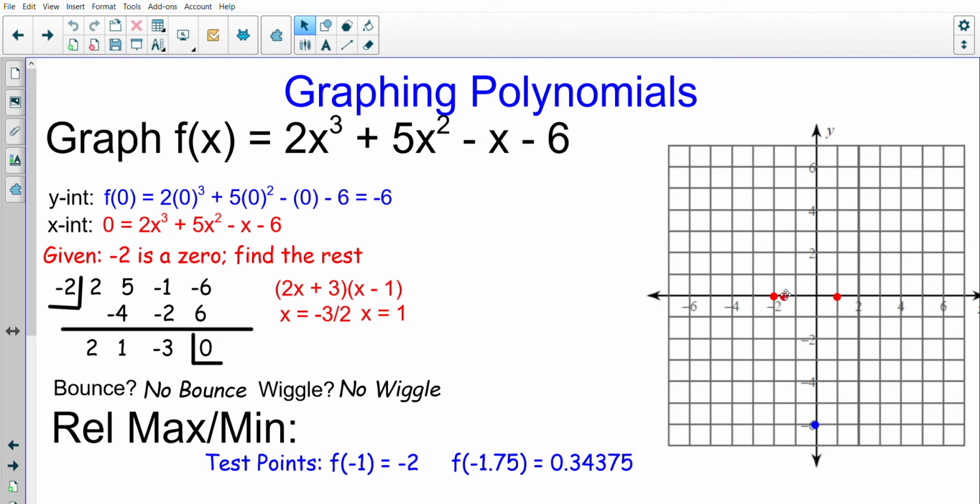Another good test point would be -1.75. And if we notice, when x is -1.75, our y value is positive. So this graph comes up over the x-axis just a little bit right here. I might want to check more test points just to make sure I understand what this thing is doing. So if I check f of -3, it's down here at -12. If I check f of +2, it's way up here at 28. So I can finish drawing my graph with my x and y intercepts and my test points.